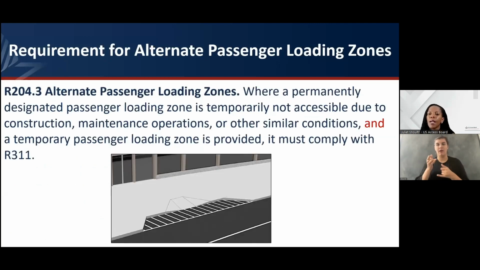We did clarify in the final rule that at alternate passenger loading zones, there are some specifications that we scoped. So that's at R204.3 alternate passenger loading zones, where you have a permanently designated passenger loading zone and it's temporarily not accessible due to construction, maintenance operations, or other similar conditions, and a temporary passenger loading zone is provided. That temporary passenger loading zone needs to be accessible. Basically, it needs to comply with R311, which provides technical specifications for accessible passenger loading zones.